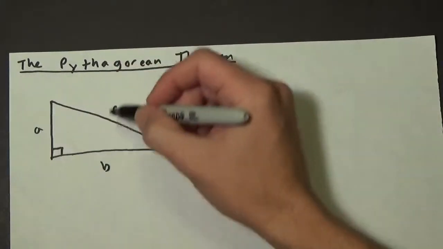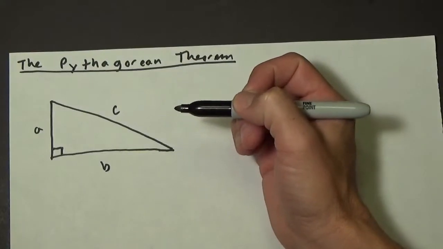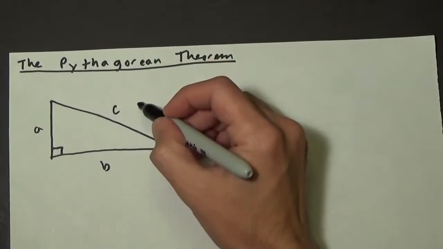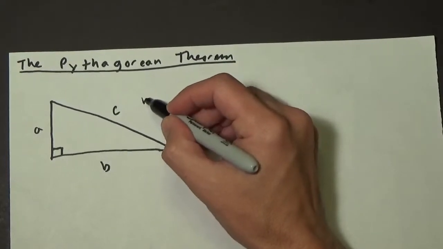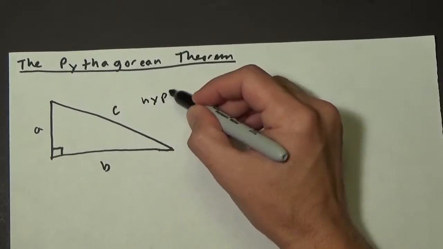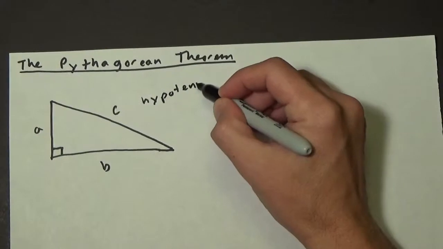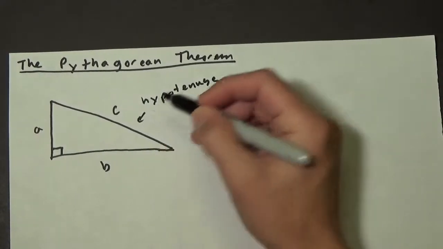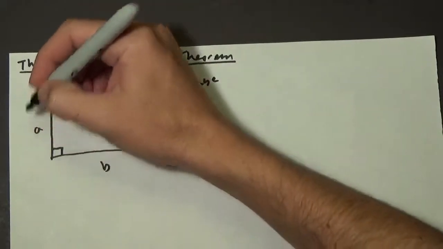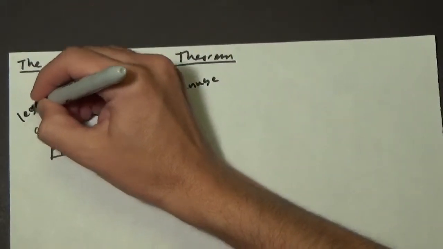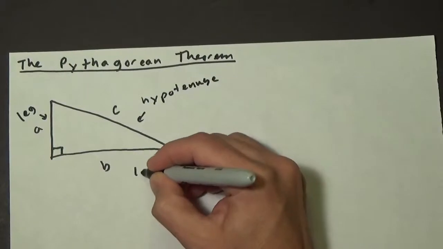Alright, so now when you have a right triangle, the sides of that triangle do have names. The side opposite the right angle is called the hypotenuse. And then the two sides next to the right angle are the legs. So this is a leg, and this is a leg.